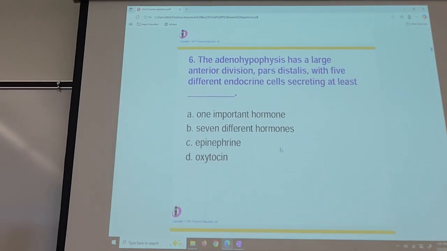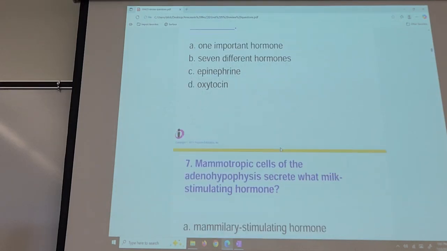Okay. The adenohypophysis, what is another term for the adenohypophysis? Anterior pituitary gland, okay, has a large anterior division, pars distalis, with 5 different endocrine cells secreting at least how many hormones? 7. 7, right? Good.